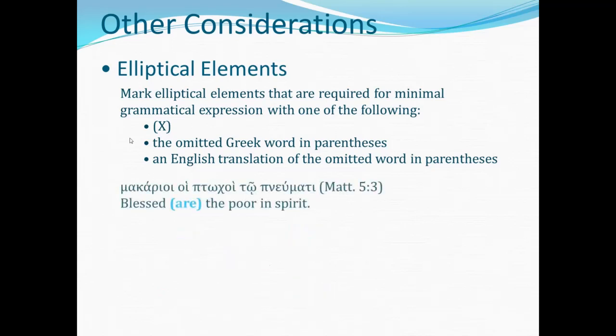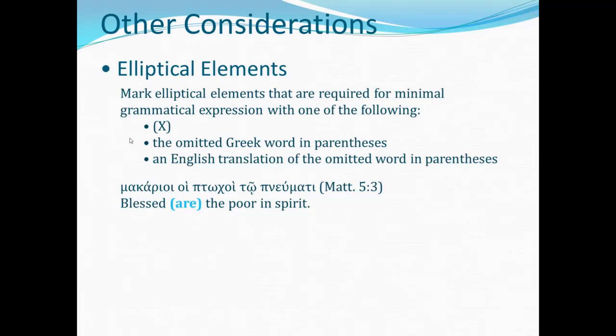Sometimes the element that's left out is the verb. This is especially common with the linking verb eimi. So the first beatitude in Matthew 5 says, "Blessed are the poor in spirit," except there's no verb "are" in that sentence. You just have the predicate adjective blessed, then comes the subject, the poor in spirit. The verb is completely absent. In English, we've got to have that verb. So we'll supply it in parentheses.